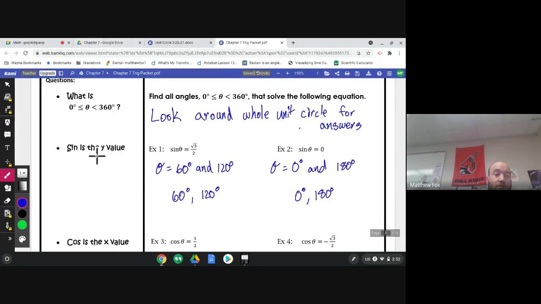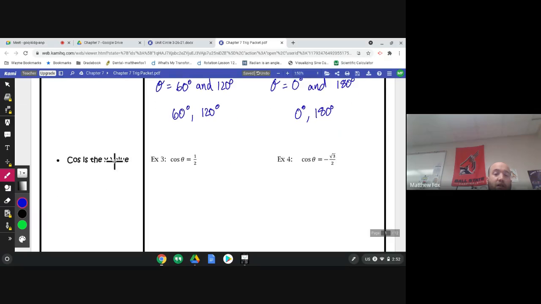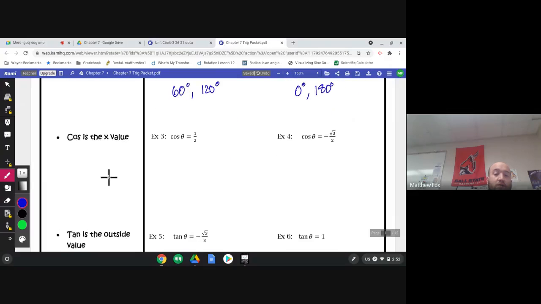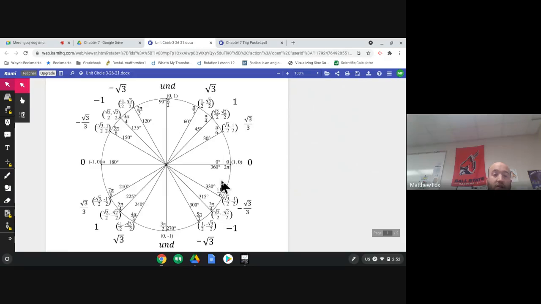Now your next one, so once again, sine value is your y. Cosine is the x value. So where is the x value equal to 1/2? We look on here, the x value is 1/2 right here at 60 degrees. However, we don't reflect over the y-axis, because that's negative half. That's not the same as half. We've got to reflect over the x-axis down here, and that's going to be at 300. So at 60 and at 300.